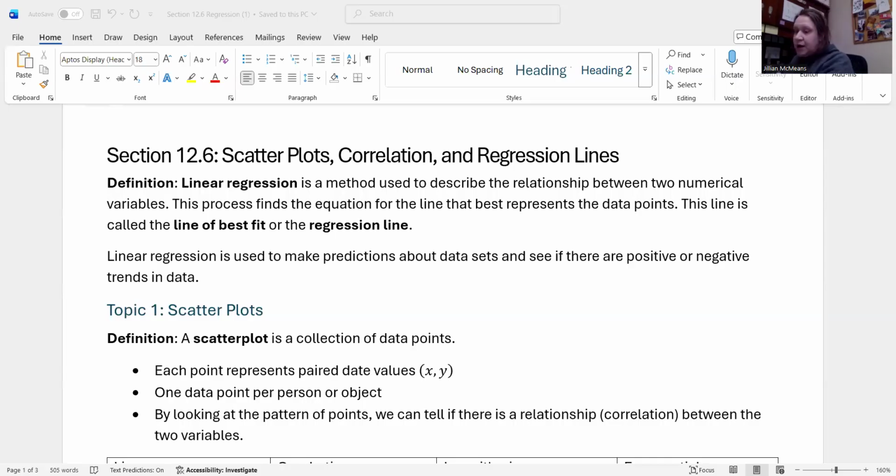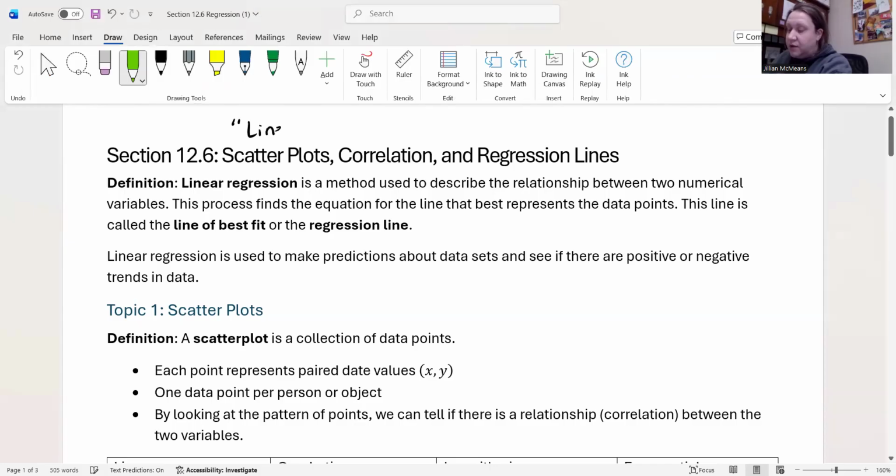Okay, for section 12.6, we're going to look at scatter plots, correlation, and regression lines. Before we dive into the scatter plots and the correlation, I do want to let you all know that this is all just going to lead into the idea of linear regression. So we're going to talk very briefly about the idea of linear regression, then we'll look very specifically at scatter plots, correlation, and then we'll practice the linear regression part.